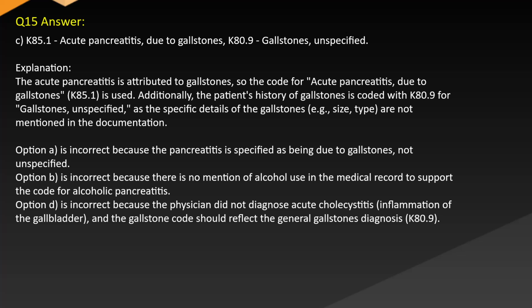Option A is incorrect because the pancreatitis is specified as being due to gallstones, not unspecified. Option B is incorrect because there is no mention of alcohol use in the medical record to support the code for alcoholic pancreatitis. Option D is incorrect because the physician did not diagnose acute cholecystitis, inflammation of the gallbladder, and the gallstone code should reflect the general gallstones diagnosis, K.9.